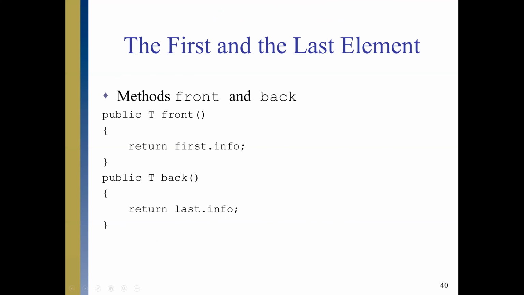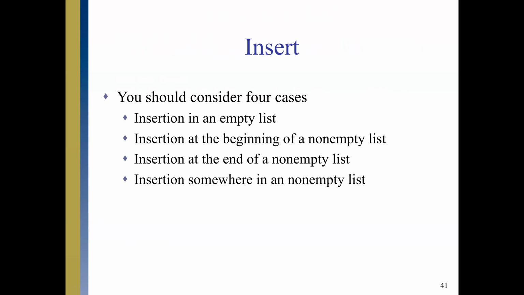So this is again the first and the last element, which is almost the same as a simple linked list. Again, this is a double linked list implementation. For the first element, we just return first.info, and for the last element, last.info. Same as a simple linked list. And also for insert, we have the same conditions as a simple linked list. First, we consider if the list is empty, or if we are inserting at the beginning, or at the end, or somewhere between the linked list.